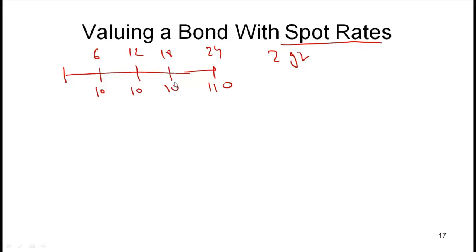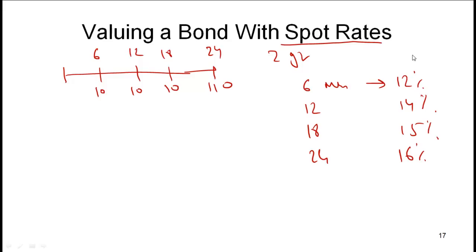The most appropriate way to value a bond using spot rates is to discount each cash flow at the appropriate spot rate. So let's say that we are given a 6-month spot rate, 12-month, 18-month and 24-month spot rate. And let's say that the 6-month spot rate is 12%, the 12-month is 14%, 18-month is 15% and 24-month is 16%. So I'm just making up these numbers. So given these spot rates, how should you value the bond? The way we do this is we discount each cash flow at the appropriate spot rate.